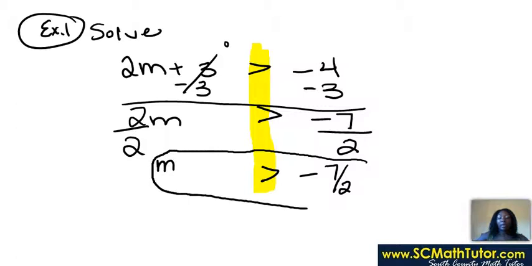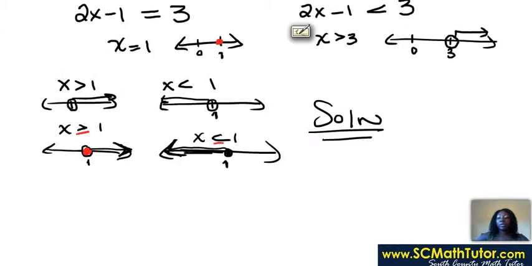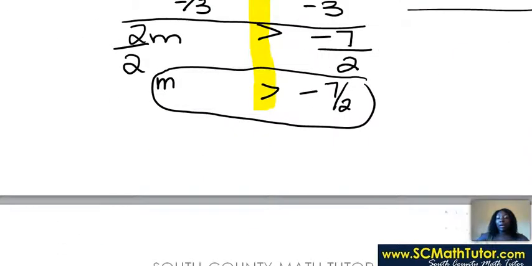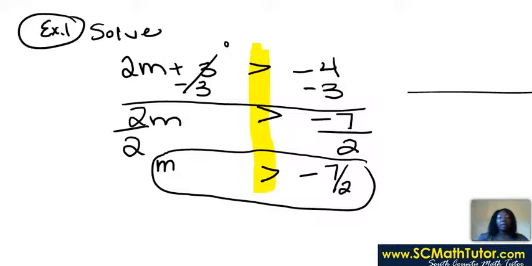Final answer. And if you were to graph this, if this was 0, this is negative 7 over 2. Negative 7 over 2 is not included in your answer, and it's everything greater than negative 7 over 2.